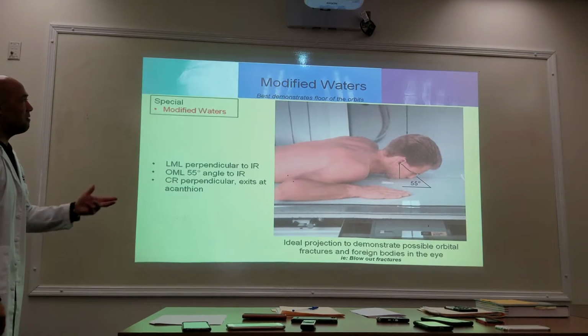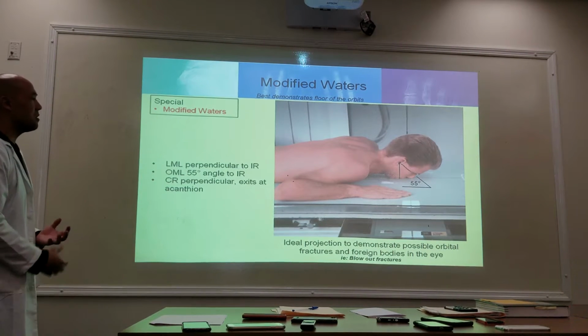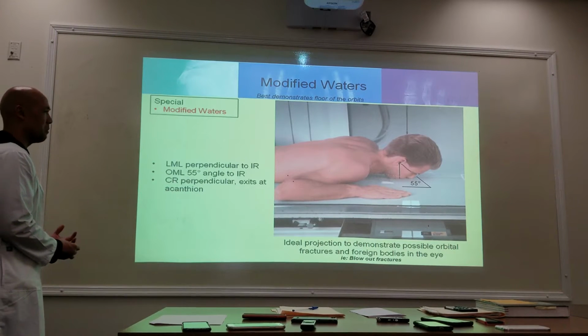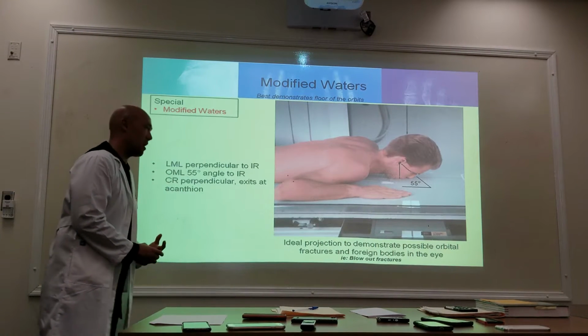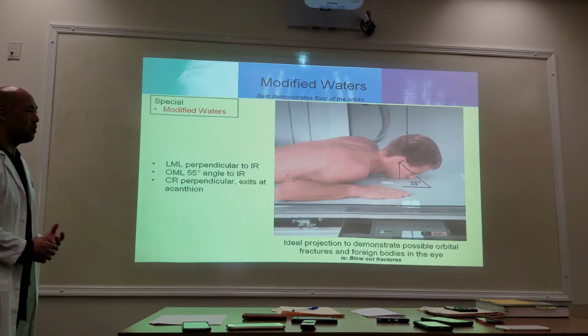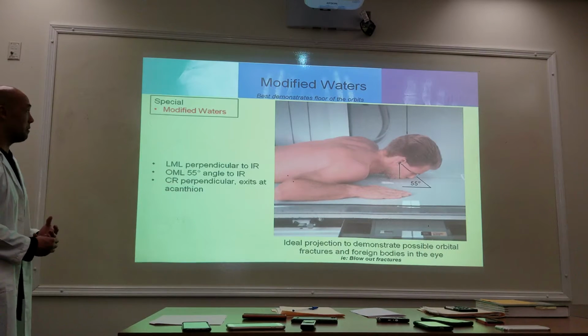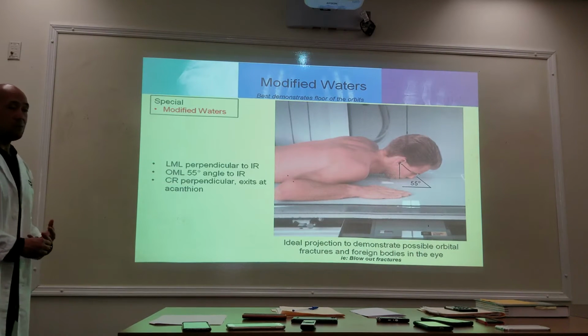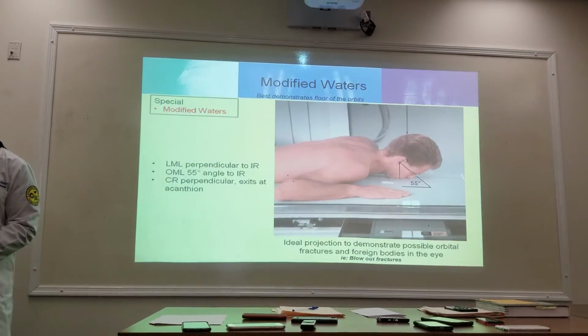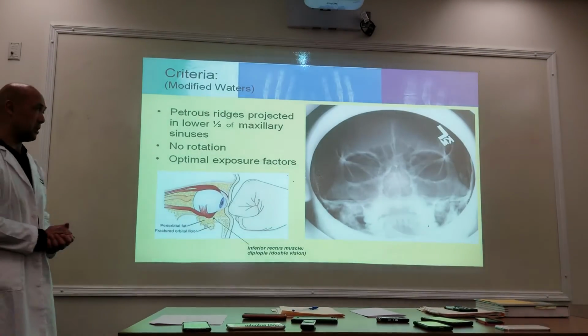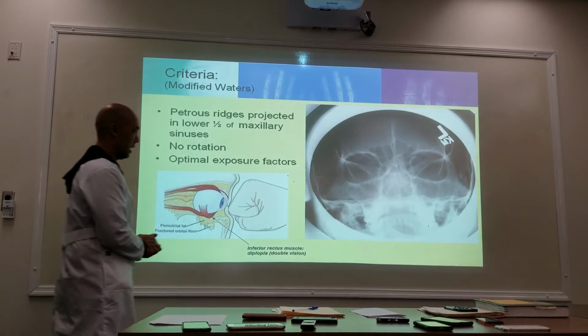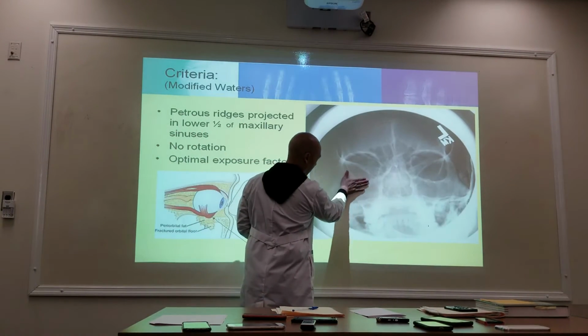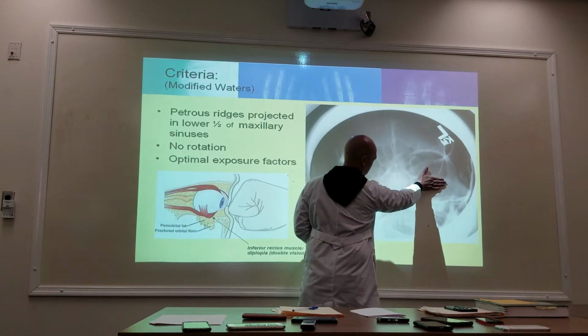With the modified version of the Waters, this is good for demonstrating possible orbital fractures and foreign bodies in the eye. For example, a blowout fracture would be good in using the modified Waters. We're able to demonstrate the floors of the orbits a lot better in this particular projection. So this is a good view for looking at the floor of the orbits.